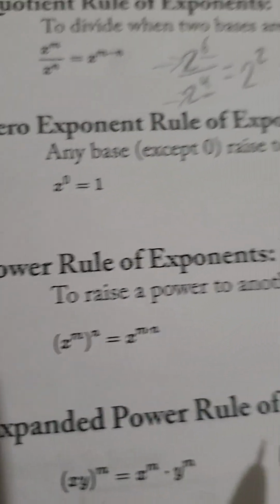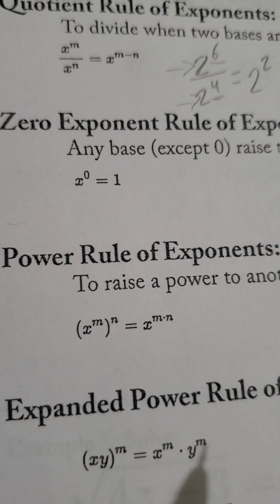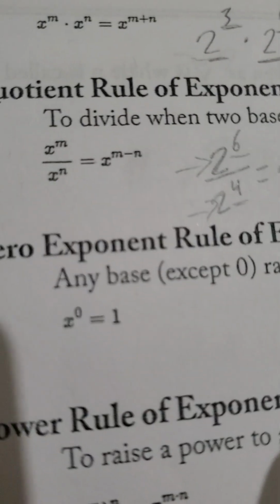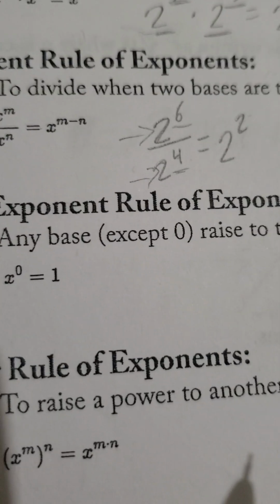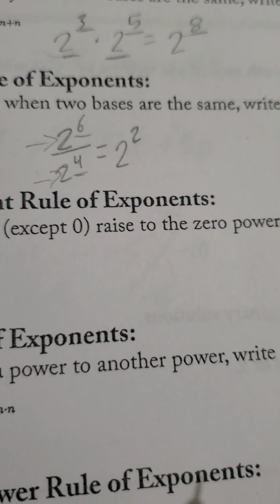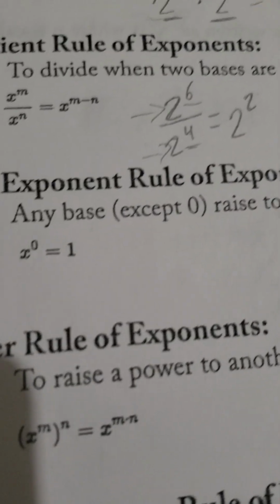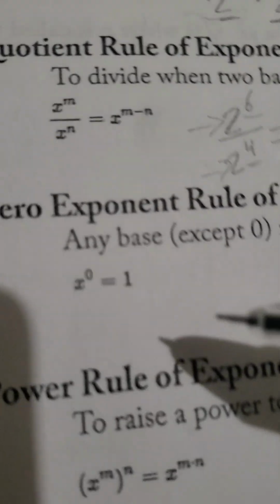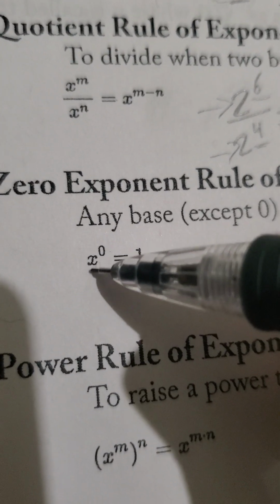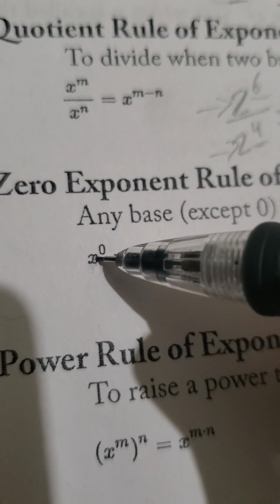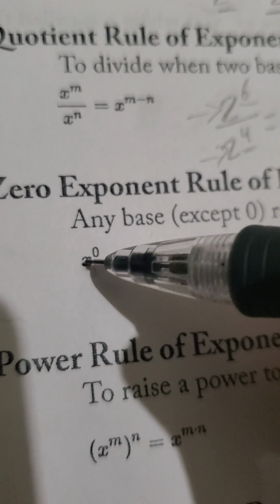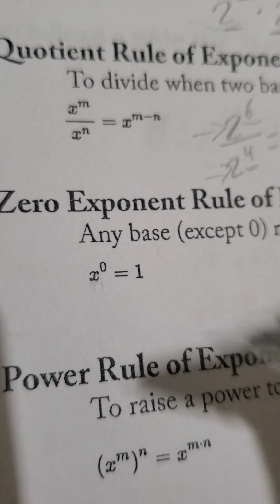And then the zero exponent rule of exponents is: any base except for 0, where our x would be equal to 0, raised to the 0 power is equal to 1. And that is essentially what it means. So x, if this is any number other than 0, if it is raised to the 0 power, it's always going to be 1.